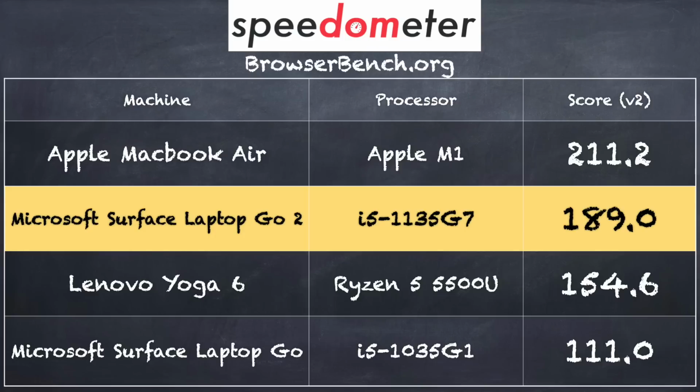And on the browserbench.org Speedometer benchmark test running in Google Chrome, we got a score of 189. That puts this one above the prior generation of the Surface Laptop Go and in line with other 11th generation Intel processors that we've looked at.